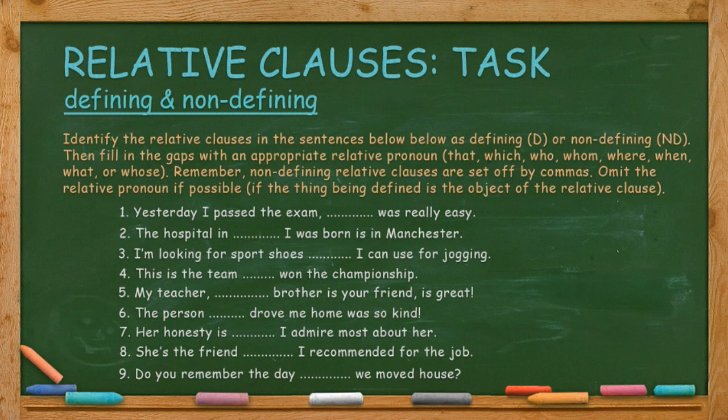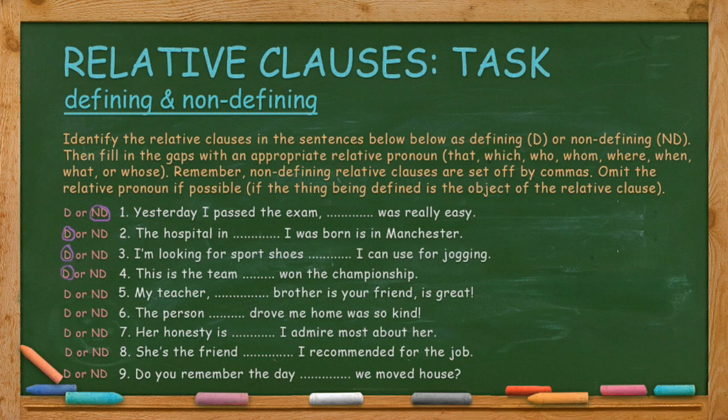Let's look first at the sentences, if they are defining or non-defining relative clauses. Number 1, yesterday I passed the exam, was really easy, non-defining. 2, the hospital in I was born is in Manchester, defining. 3, I'm looking for sports shoes I can use for jogging, defining. 4, this is the team won the championship, defining.